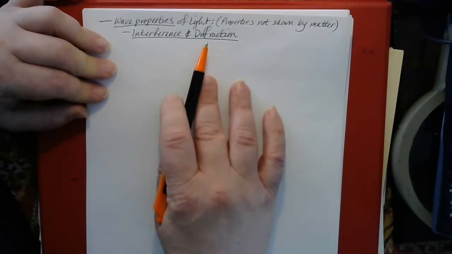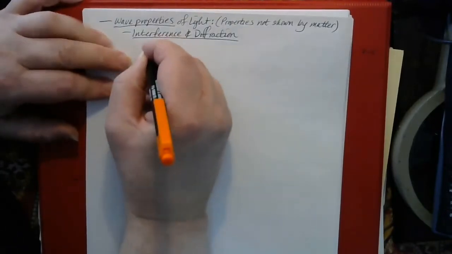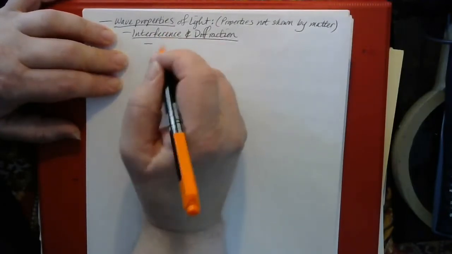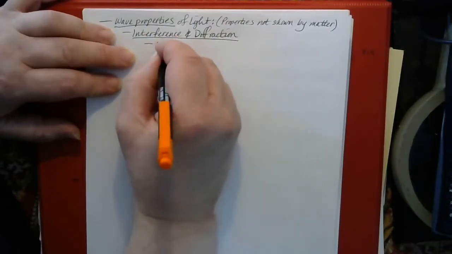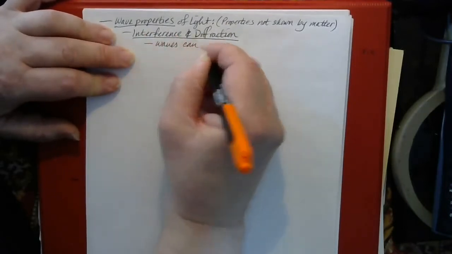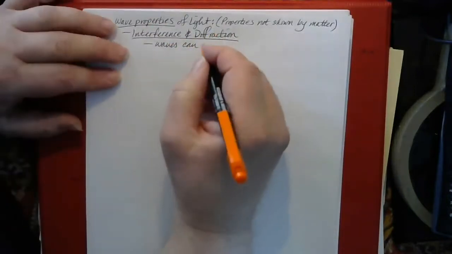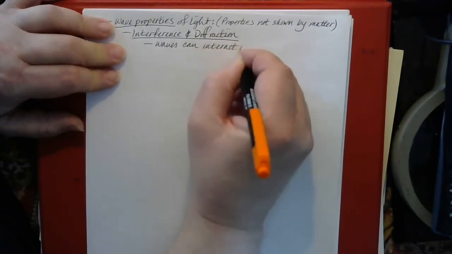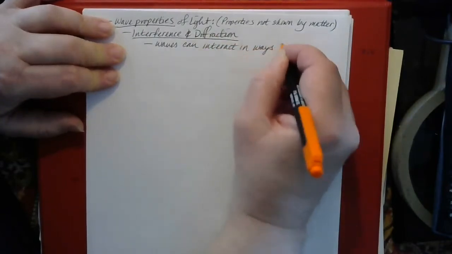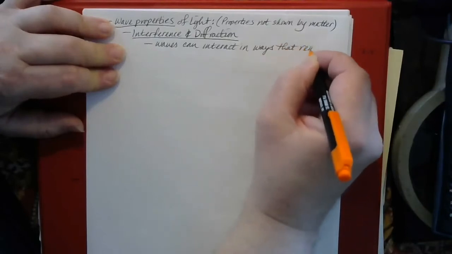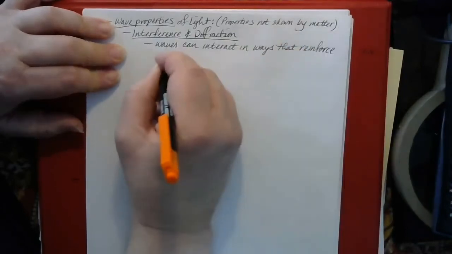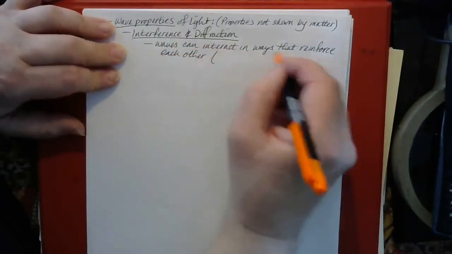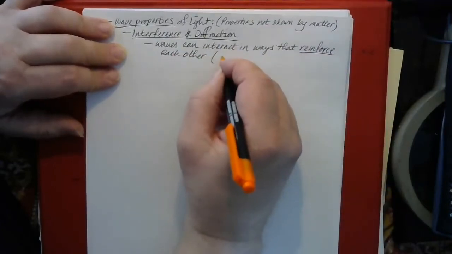So one would be interference and diffraction. And this has to do with the fact that waves can interact in ways that either reinforce each other or counteract each other, depending on how the waves are synced up with each other in space. When they reinforce each other, that's known as constructive interference.